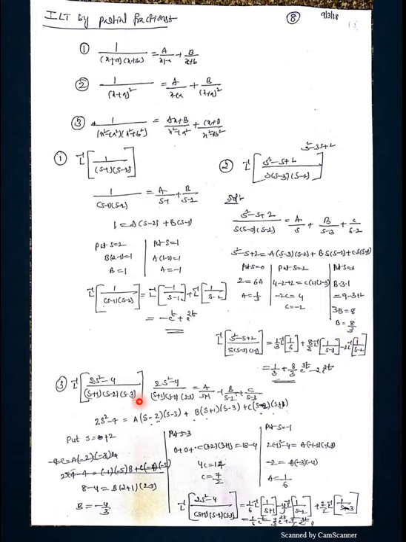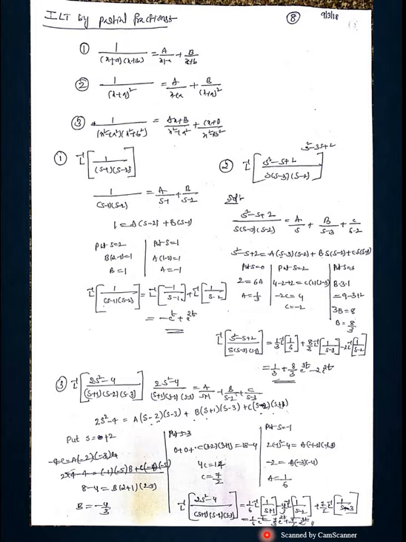So see here, all of you, here also the denominator has non-repeated linear factors: a by s plus 1 plus b by s minus 2 plus c by s minus 3. Put s is equal to 2, we can get b. Put s is equal to 3, we can get c. Put s is equal to minus 1, we can get a. By writing A, B, C over here, later we apply inverse Laplace transform on both sides.